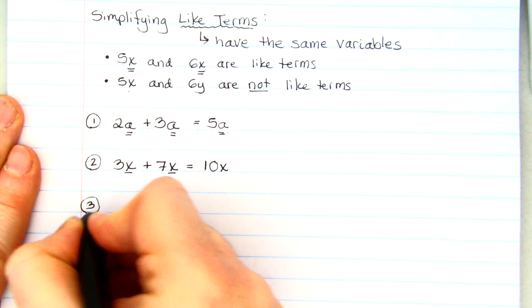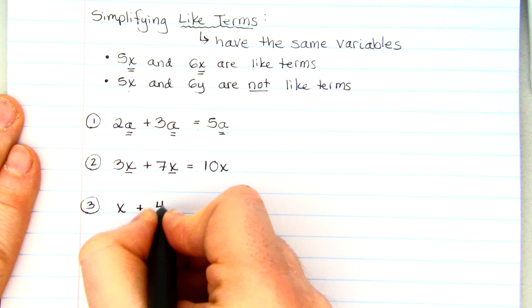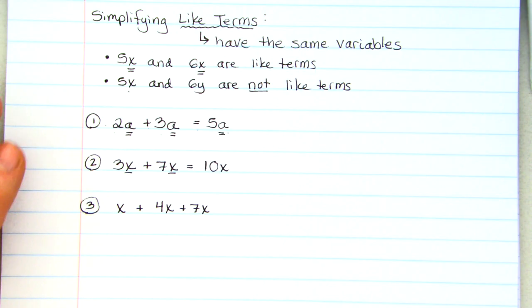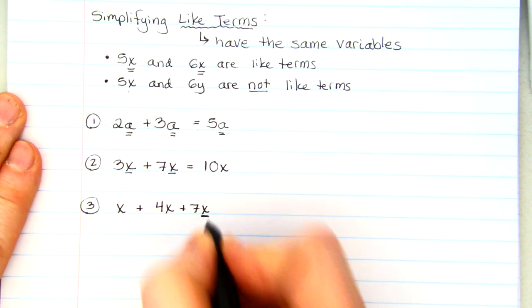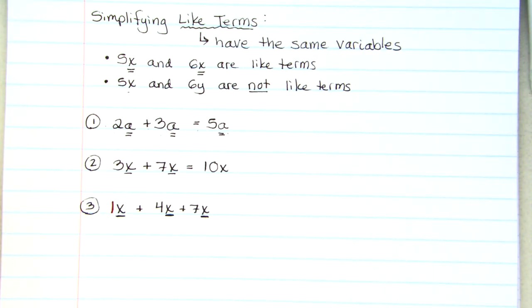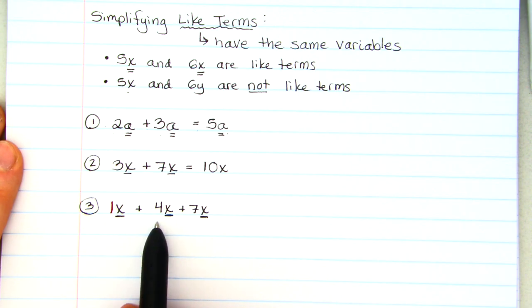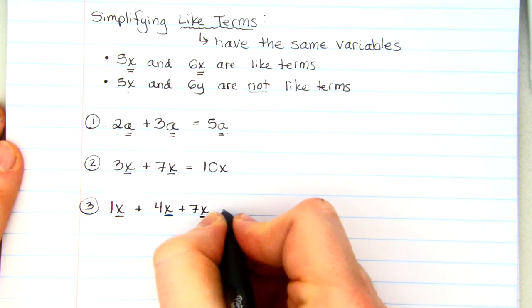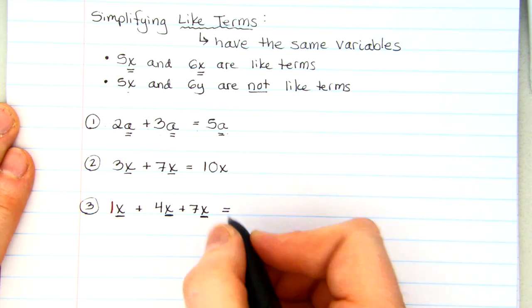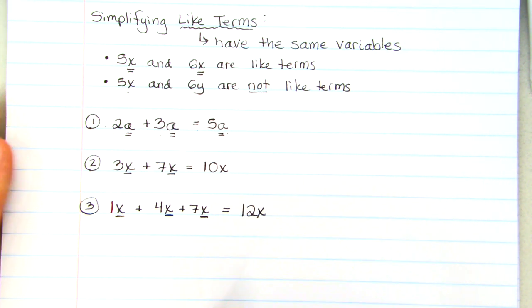Next problem. Let's look at x plus 4x plus 7x. You've got 7 x's there. You've got 4 x's over here. This x from out front, if there's no number before it, it's like there's a 1 before it, which means you have 1x plus 4x plus 7x. You've got 1 of them, and then 4 more of those, and then 7 more of those. We can combine these by just doing 1 plus 4, that's 5, plus 7 will give you 12x.